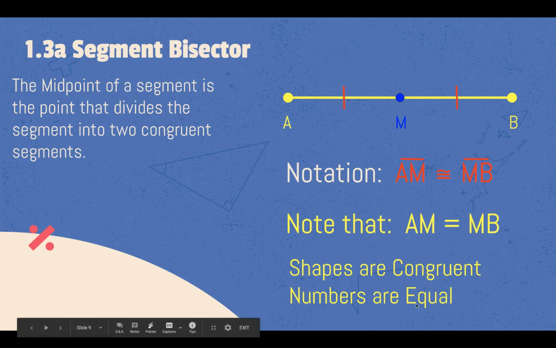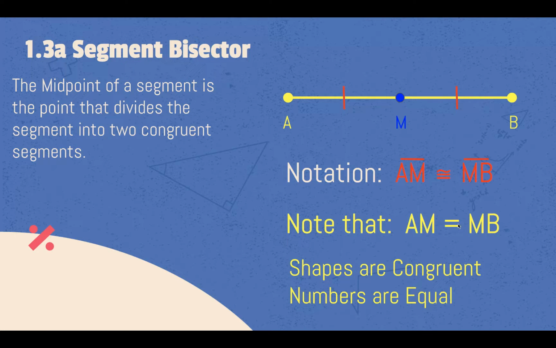Numbers are equal. So this yellow statement, AM equals MB, is saying that a number is equal to a number. This red statement here is saying that a shape is congruent to a shape. This is very, very important. This is a very important distinction that you will use for all of geometry. So please make sure that you are very careful with this distinction.